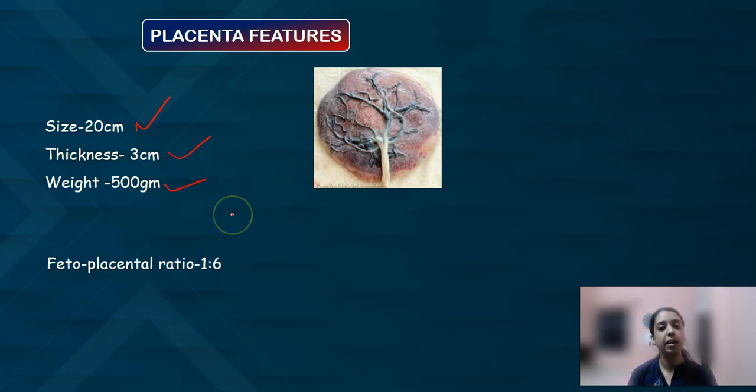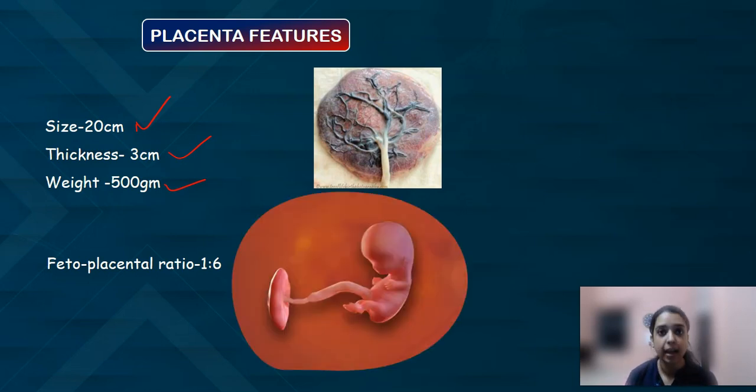You can also remember it by the feto-placental ratio, which is 1:6. So if an average fetus being born to a mother is 3 kg, the placenta has to be 500 grams. That makes it 1:6, right? So these are the features of a placenta: the size, then the thickness, and the weight.